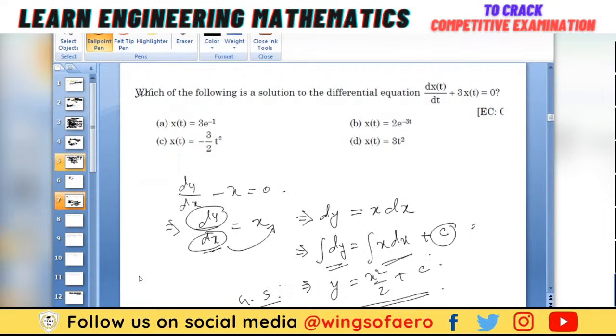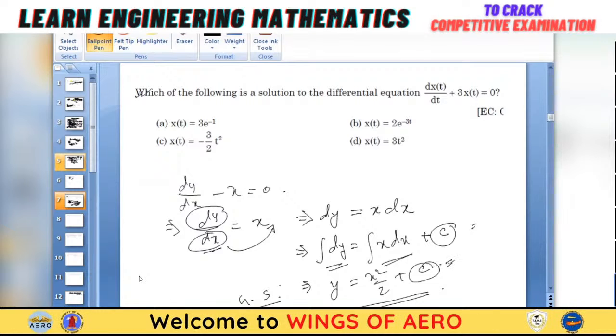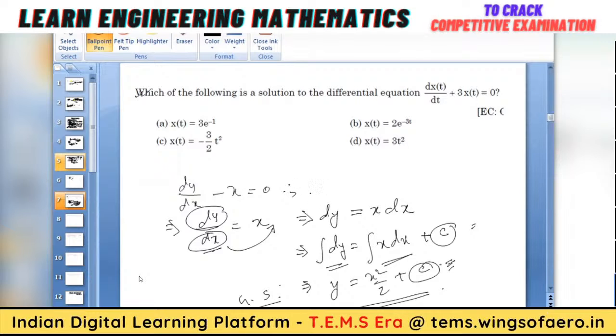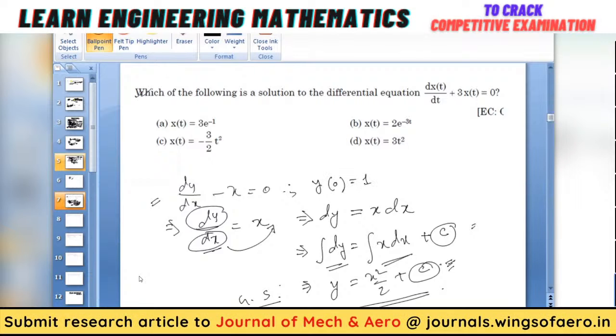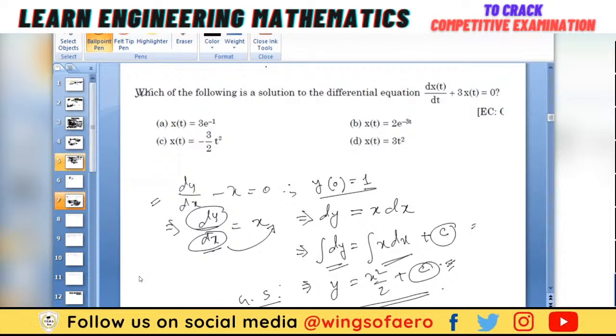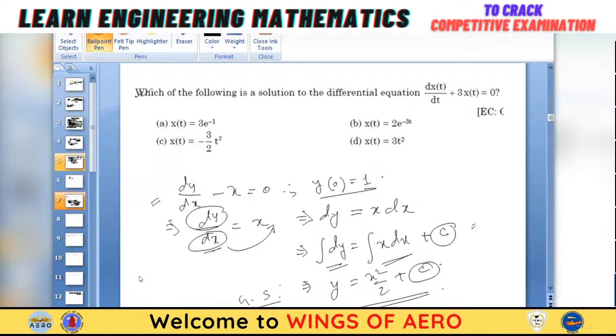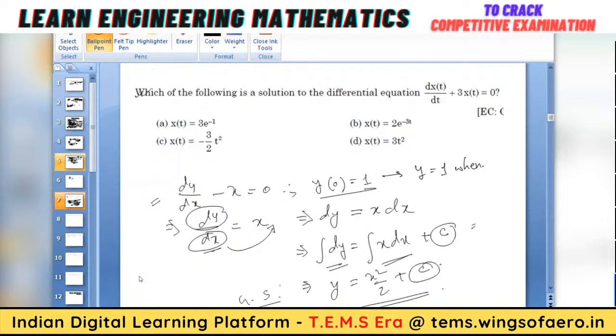Why is it called general solution? Because a constant term is there. Now how can we remove this constant term? If some condition is given to you, some boundary condition or initial condition. Suppose along with this differential equation, a condition y(0) equal to 1 is given. Then you can easily find the value of c. Put here y(0) equal to 1, it means y is equal to 1 when x is equal to 0.